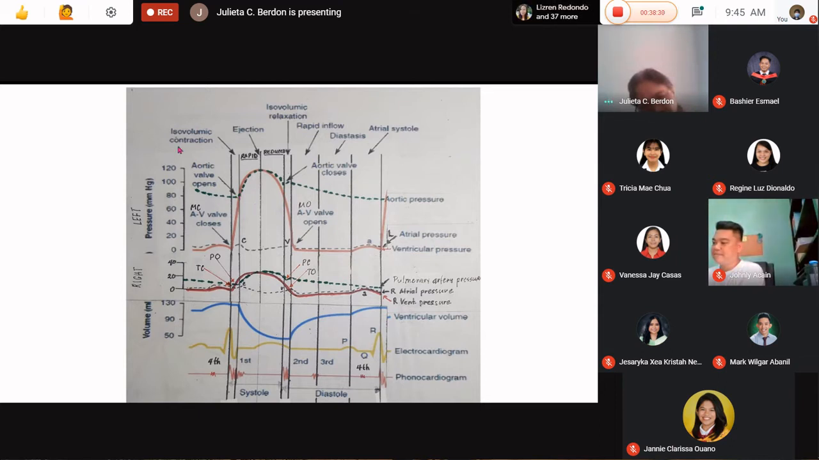Okay. So, the end of the isovolumetric phase is now the beginning of your rapid ejection phase. There is no space. The end of one is the beginning of the next. Okay?